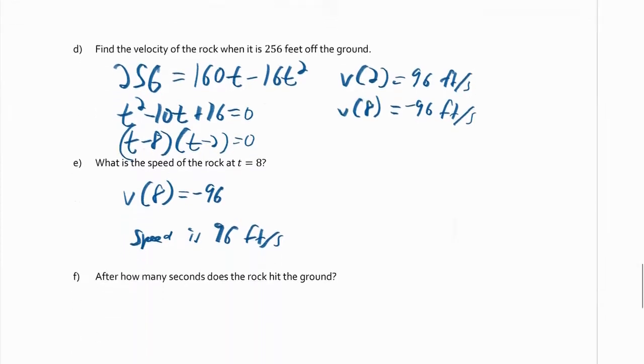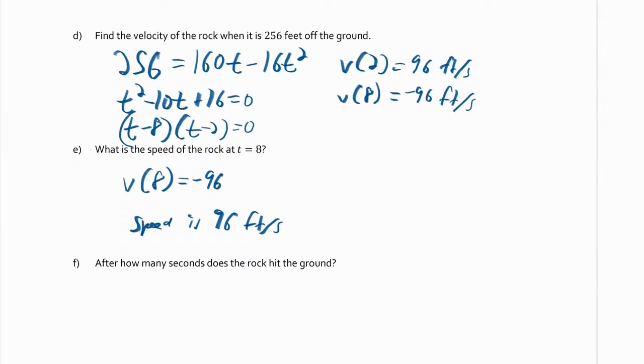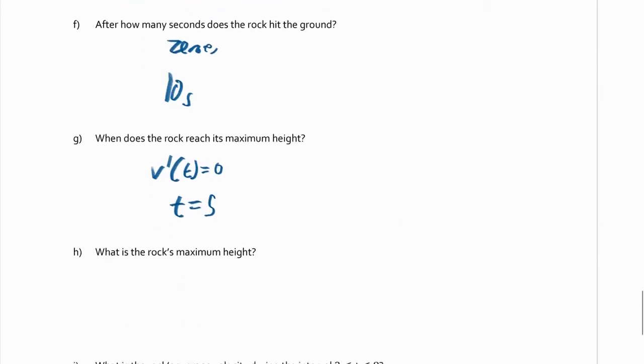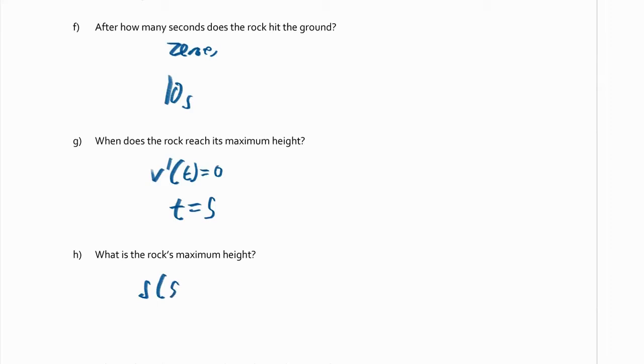Then it says, after how many seconds does the rock hit the ground? That's a question about the zeros of the function. We just graphed that up above. That was 10 seconds. The rock reaches its maximum height anywhere where v of t is equal to 0, but we saw that occurs at t equals 5. And yes, you can just use the graph that you did. And you can actually plug in, I know s of 5 was 400 feet, so that is the maximum height.